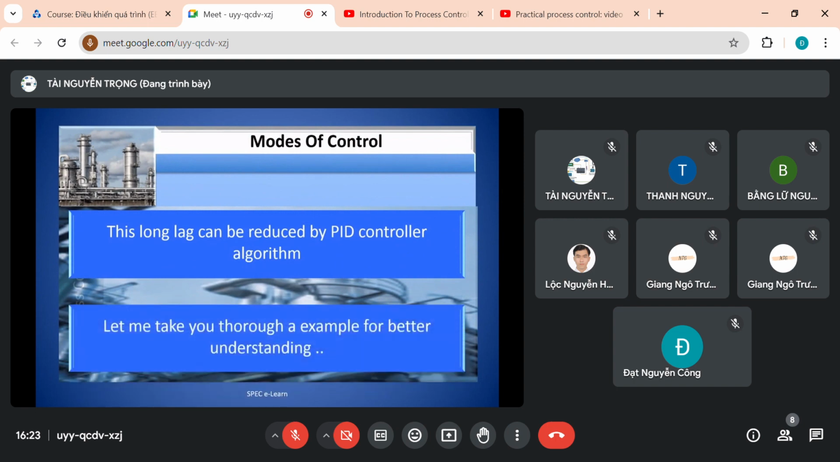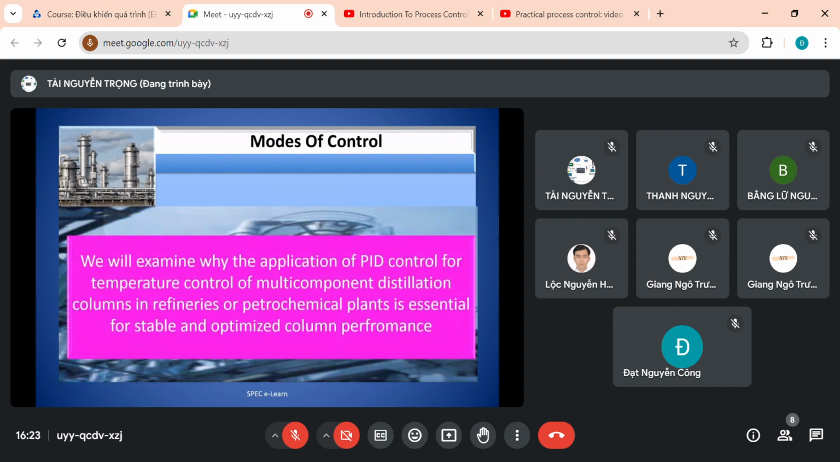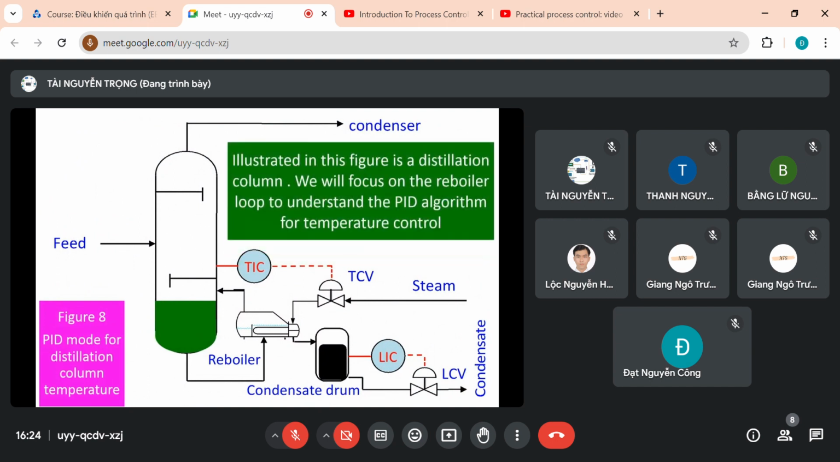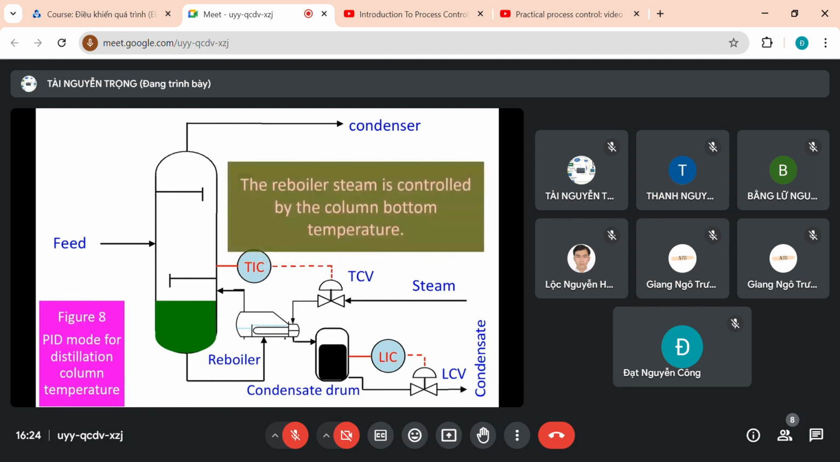Now let me take you through an example for better understanding. We will examine why the application of PID control for temperature control of multi-component distillation columns in refineries or petrochemical plants is essential for stable and optimized column performance. Illustrated in this figure is a distillation column. We will focus on the reboiler loop to understand the PID algorithm for temperature control.